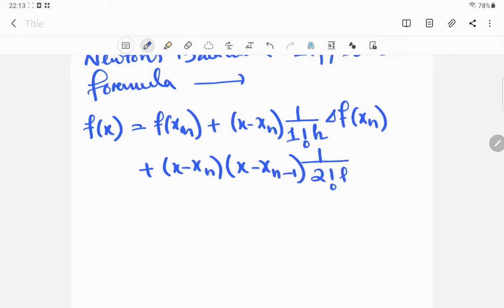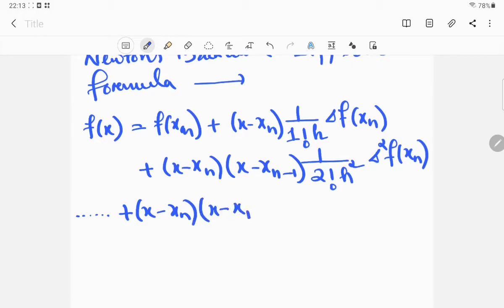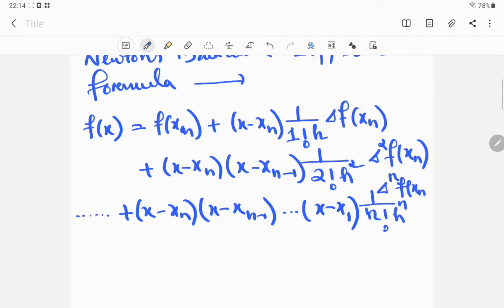And factorial 2 h square del 2 f(xn), plus, it will continue, and we are writing the nth term, 1 over factorial n, then we have del n f(xn). So that would be our equation number 1.